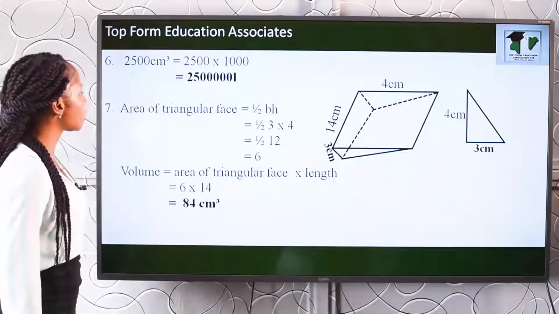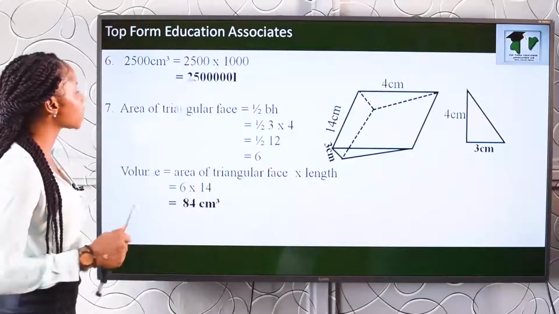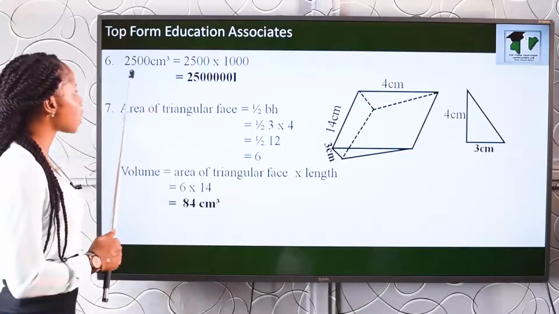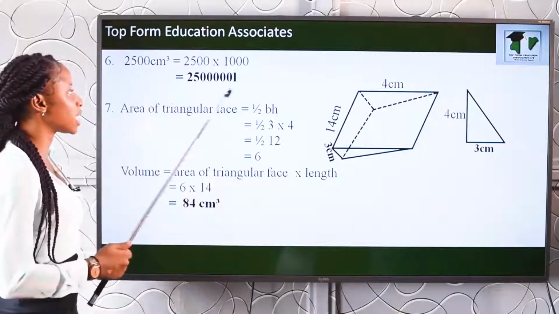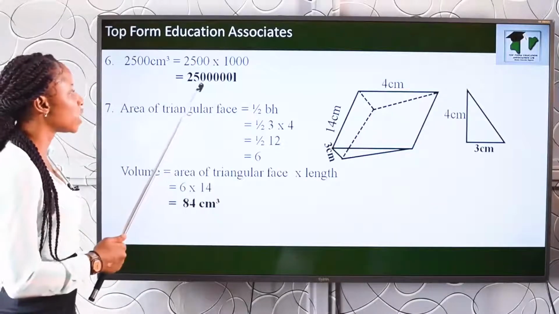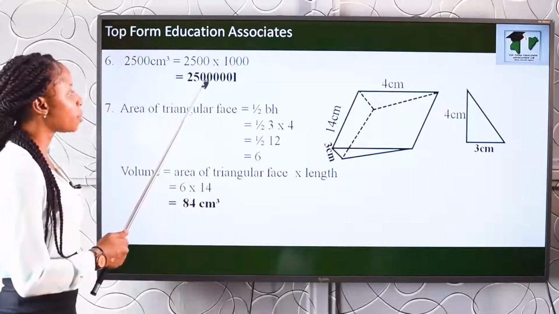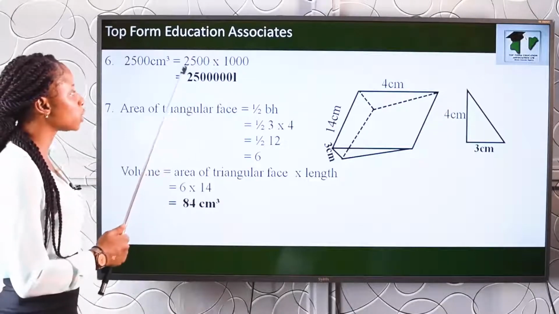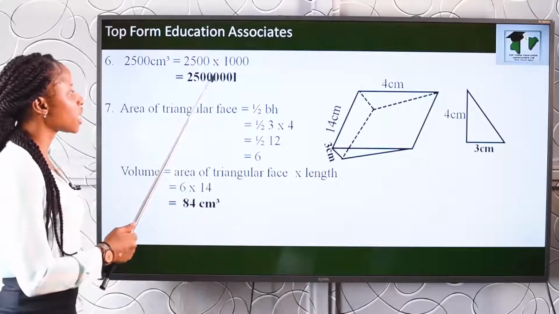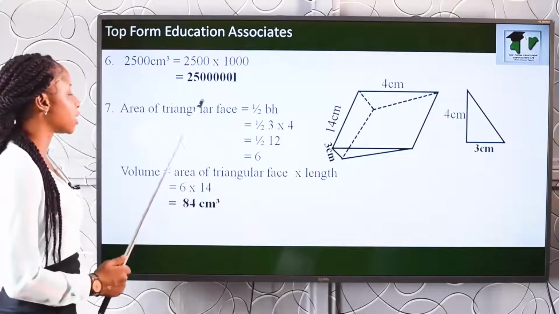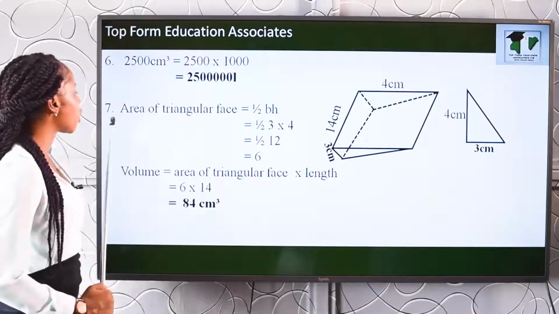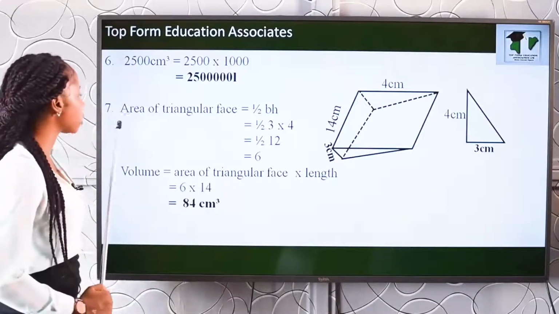Now, number six, we're asked to convert this to liters. Convert 2,500 centimeter cube to liters. Very simple question. All you have to do is multiply by 1,000. When we do that, we have 250,000 liters. This is the answer to this question. If you got that correct, put your hands together for yourself.